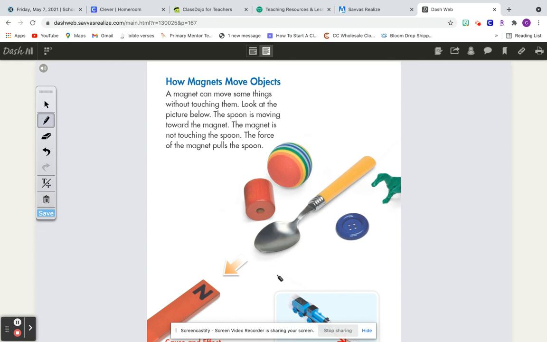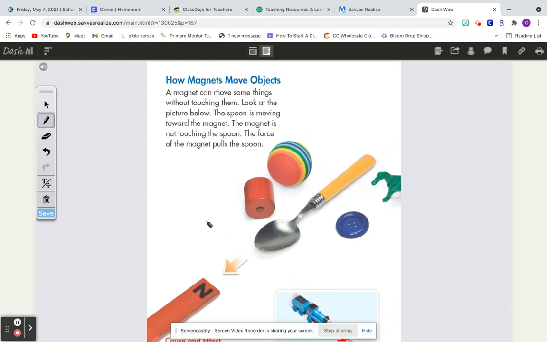So that was our lesson 3. Make sure you do your lesson check for this one. And then next week, we're going to look at some different videos of people using magnets and ways that we use magnets.